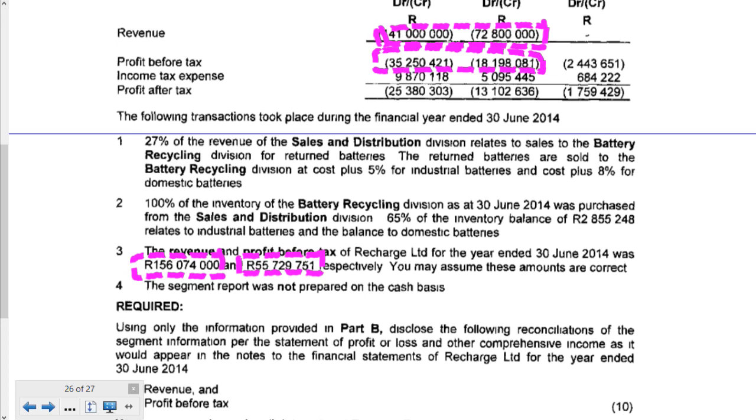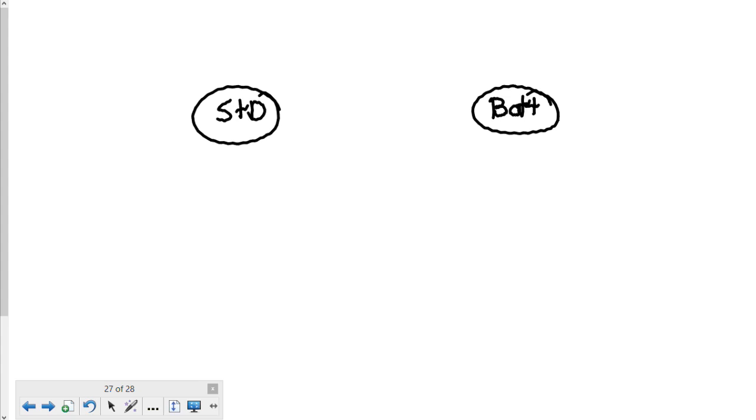Okay. And if you can do this without drawing a picture, then you deserve a prize. Because it's so confusing, isn't it, that story about who sold to who and what they sold and the percentages. So from me, I do a picture where on the one side I have my sales and distribution division, and on the other side I have my battery division. And then I start to understand what's going on in this question. Okay, so, 27% of the revenue.